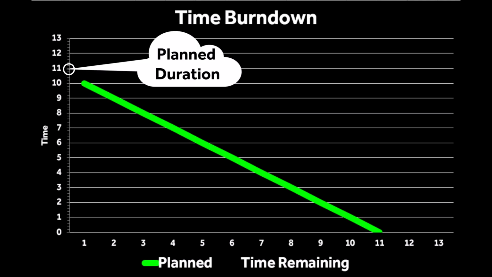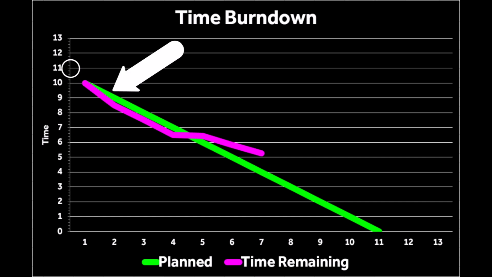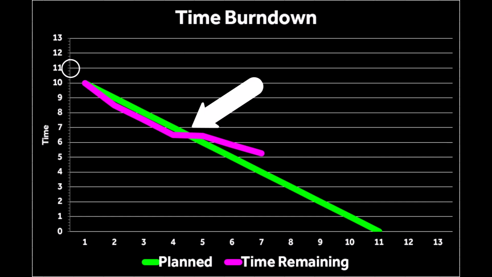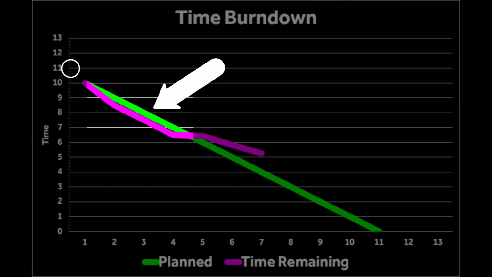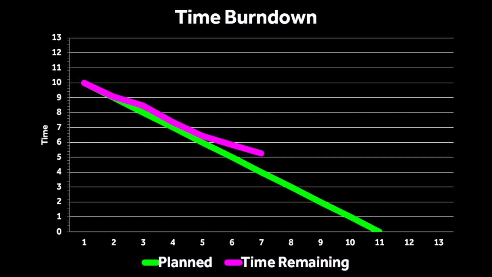One period is planned for each period elapsed. At the end of each period, time earned is subtracted from time planned. If time earned is below plan, you're ahead of schedule. If time earned is above plan, you're behind schedule. The burn down gives you a quick reading on schedule performance.